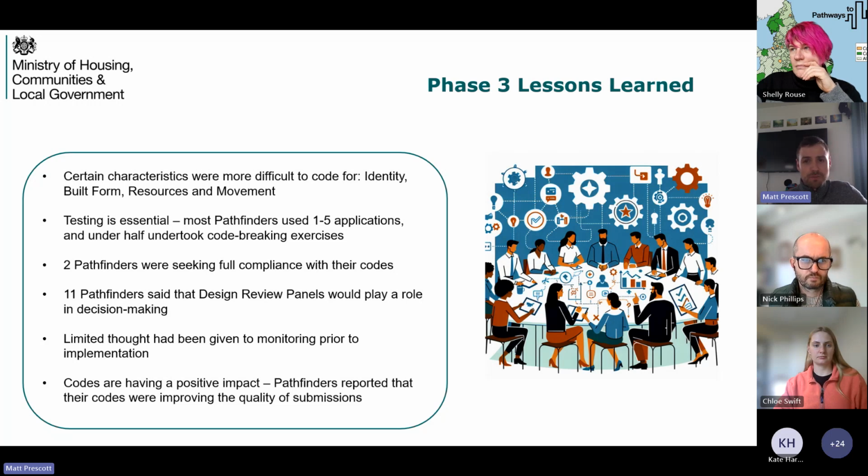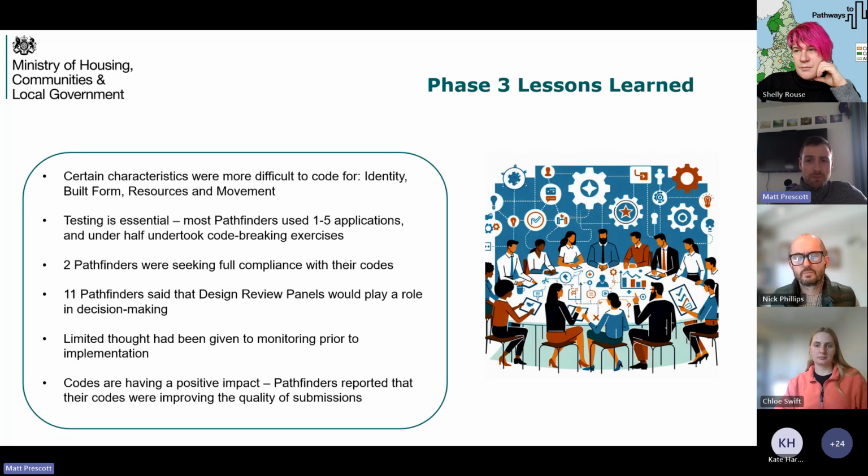Testing is critical, especially to support with refining codes and optimizing usability. Half of the pathfinders took steps to improve usability by reducing the length of their codes, strengthening language, so introducing musts, and also through improving the use of visuals.